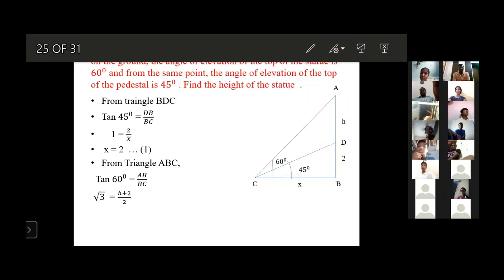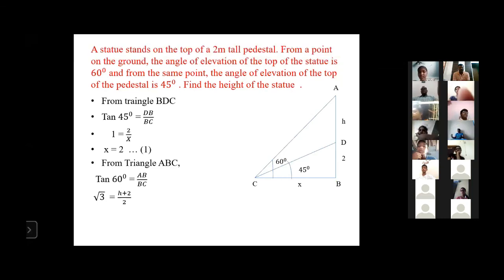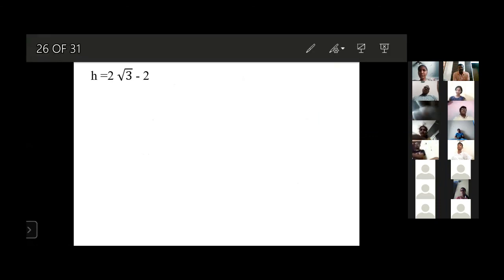Now next, in the denominator we have 2. Send it to this side, it gets 2 into root 3, that is 2 root 3. And h plus 2, send the 2 to the left side, it gets minus 2. Yes, h is equal to 2 root 3 minus 2. Here 2 is common, so we take 2 common: 2 times root 3 minus 1.